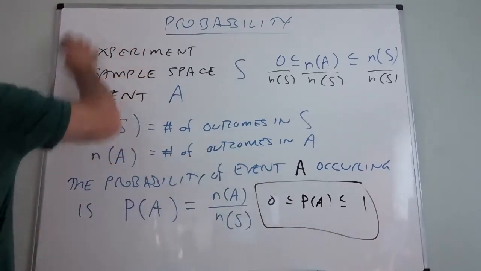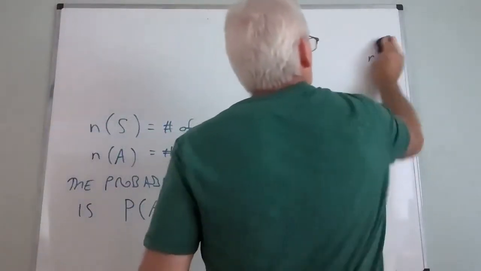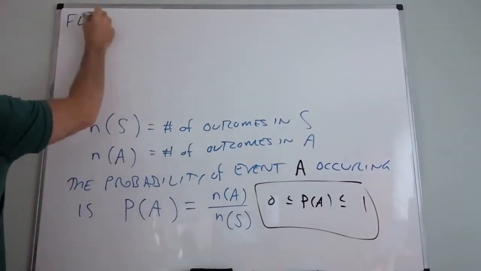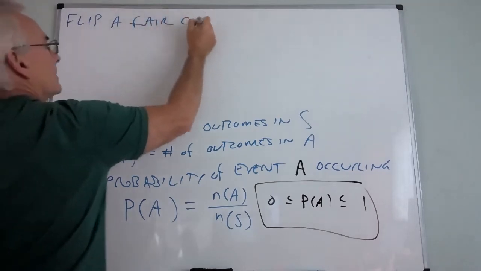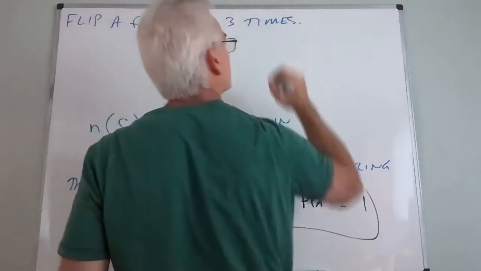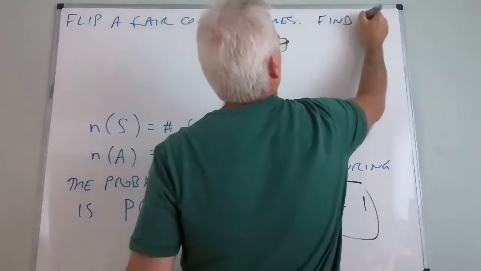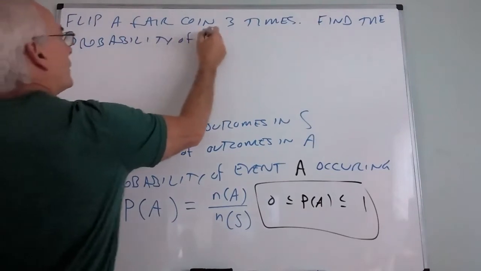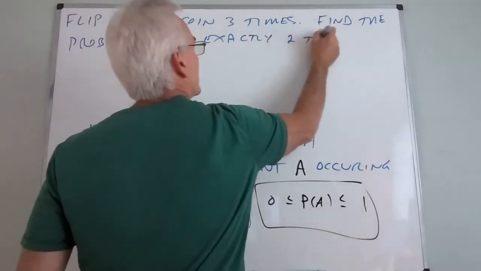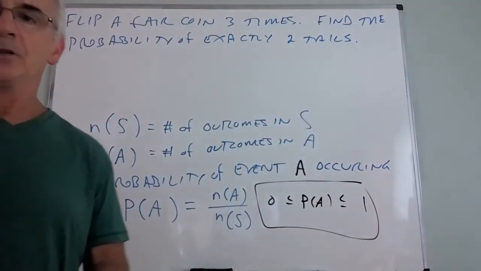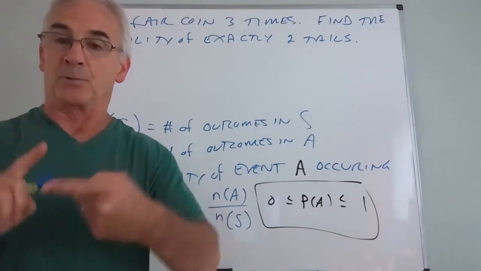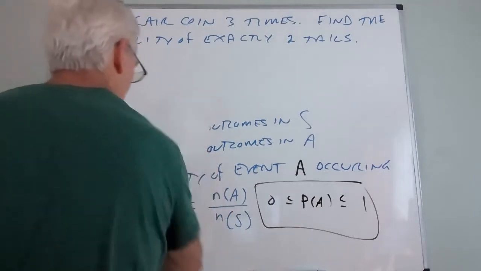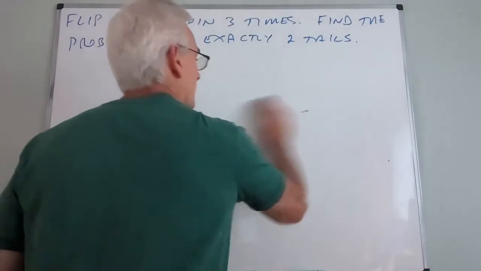So with this in mind, let's do a really simple experiment. My experiment is going to be: we're going to flip a fair coin 3 times. We want to find the probability of exactly 2 tails. Based on what I said, hopefully we understand what's the experiment, what's the sample space, what's the event, so we can calculate. The idea is don't give me an answer. Let's break it down into the components that go into the answer.